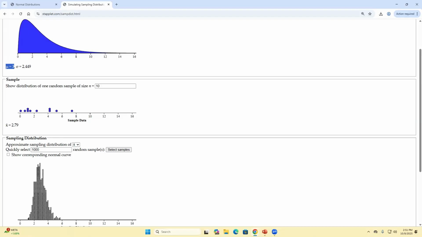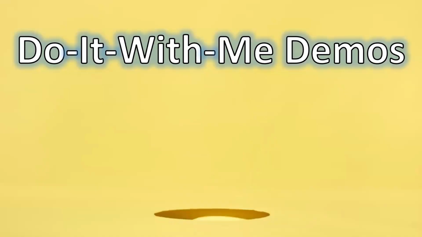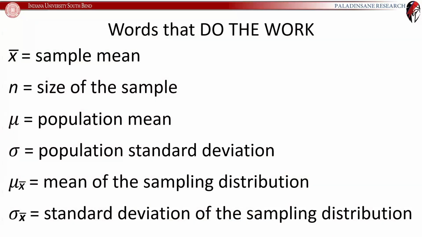Any questions so far on what we just saw? Okay, so now let's go back and we'll take a look at some of the stuff that we just discovered. So we've illustrated some of the words that do the work. So you now know what each of those refers to in terms of that application that we just explored.